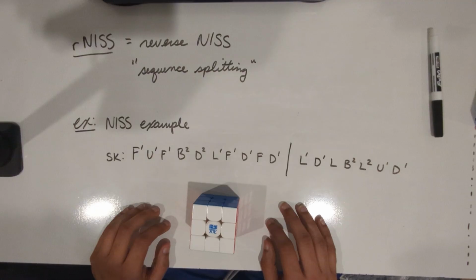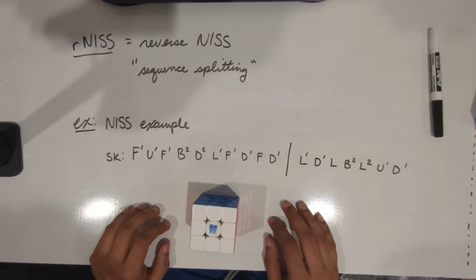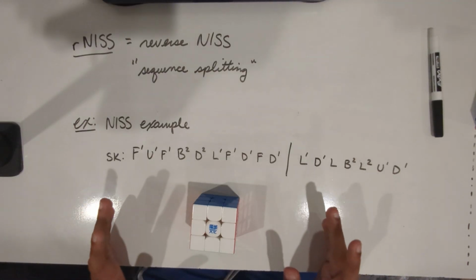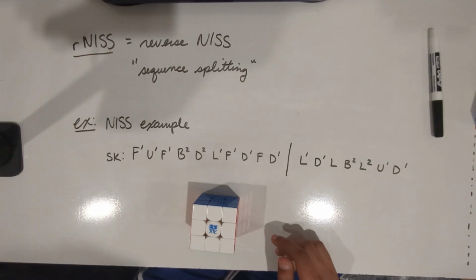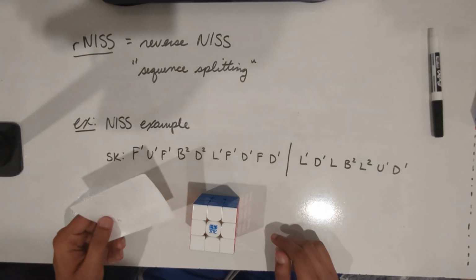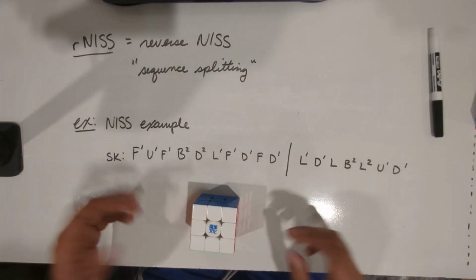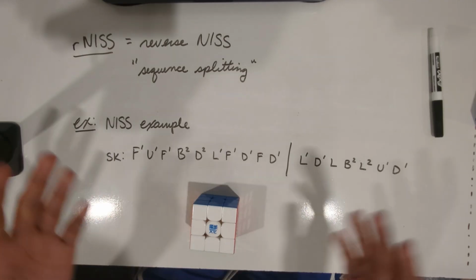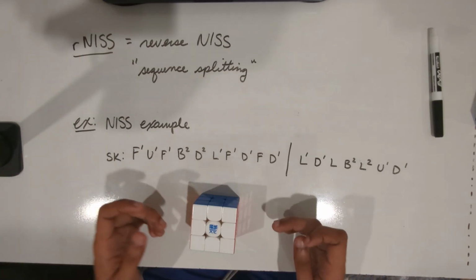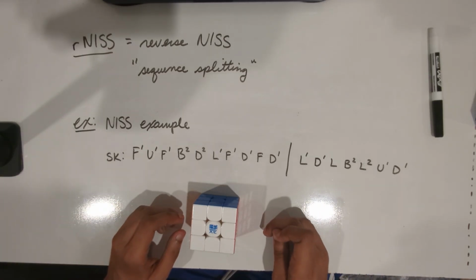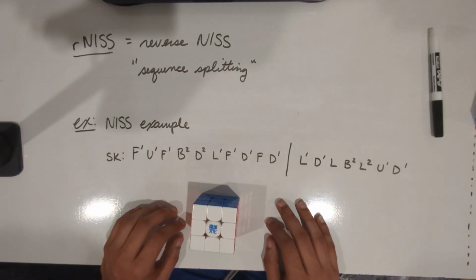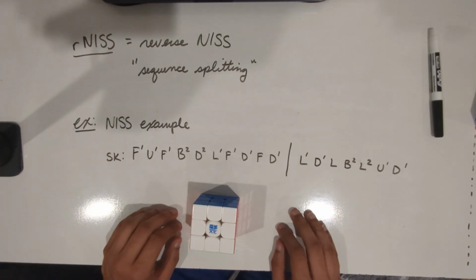To give a quick example, let's return to the NISS solution skeleton from before. One way to do insertions is by using marked stickers to keep track of which pieces need to go where and in which orientation. The problem is this can be a little bit hectic because you end up seeing a bunch of pieces that are unsolved, and it's a little bit hard to track what's going on. So an alternative method is rNISS. Let's give rNISS a try here.